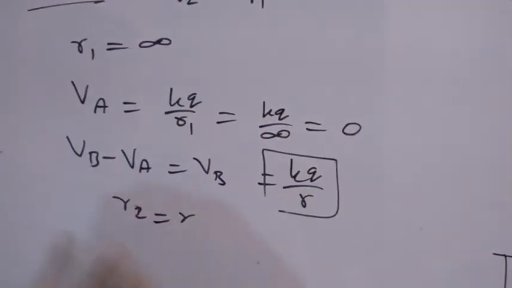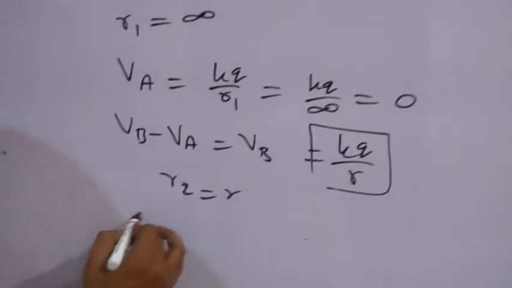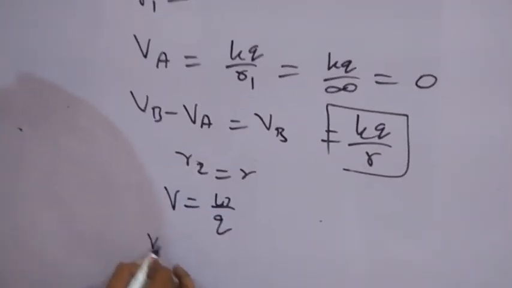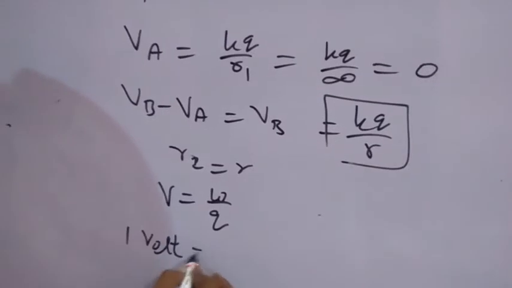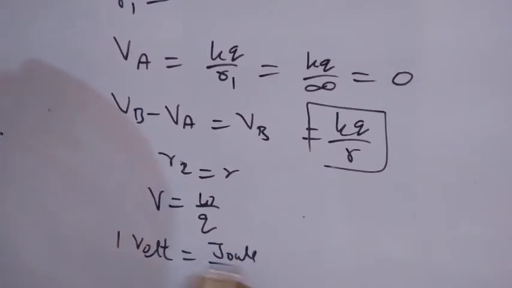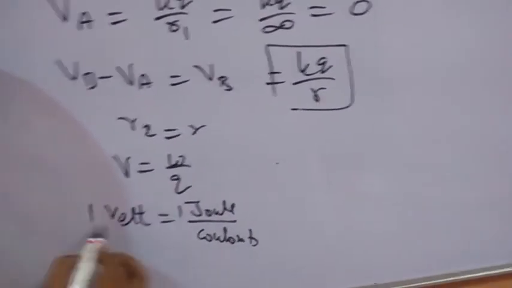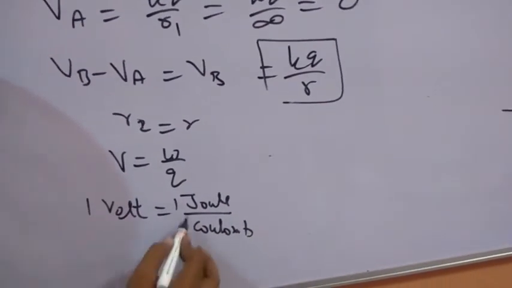So potential at any point is defined as work done in moving unit positive charge from infinity to any point in electric field. So its formula is V is equal to W by Q again. Its unit is volt. So volt is equal to joule by coulomb. So 1 volt is equal to 1 joule by 1 coulomb.